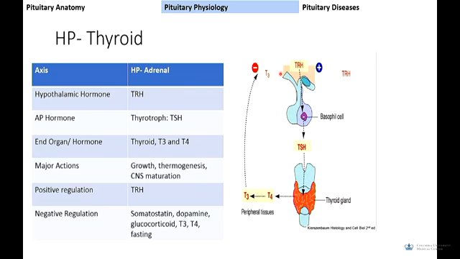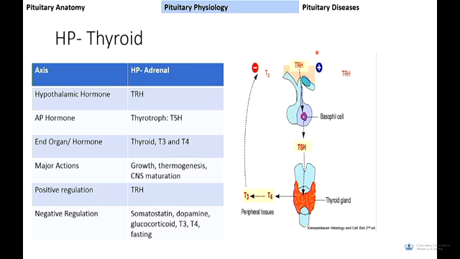So the hypothalamic hormone is thyroid-releasing hormone that acts on the anterior pituitary to release thyroid-stimulating hormone, which acts on the thyroid to release T3 and T4, which then can feed back on the hypothalamus for negative feedback. The major actions are growth, so it's very important during development, thermogenesis, so hot-cold regulation, and central nervous system maturation.